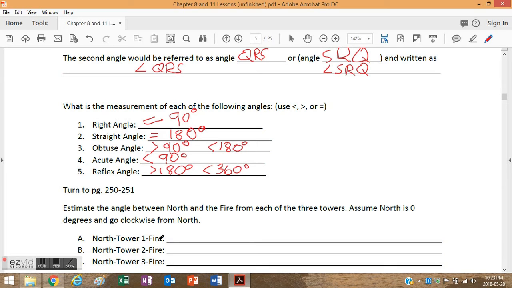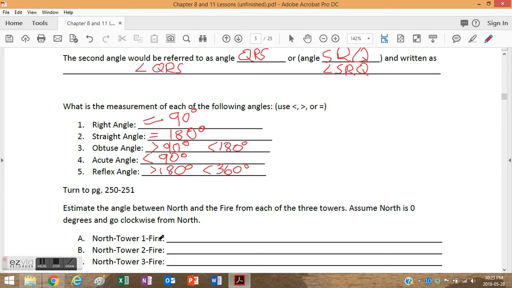Now, we're going to estimate that angle. So first of all, we're going to look at: is it equal to 90 degrees? Is it less than 90 degrees? Is it more than 90 degrees? Is it a straight angle? Is it more than 180 degrees? Those are really the things that we're going to look at. And then from there we'll say, okay, is it a lot more than 180 or 90, or is it just a little bit more? Let's look at the first one here.